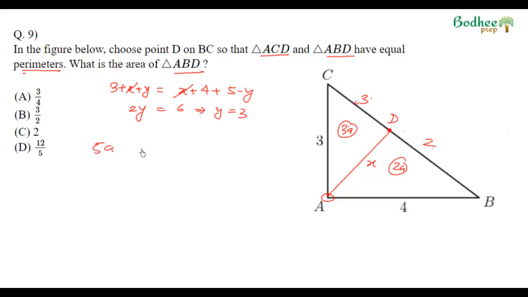And the total area is nothing but the area of triangle ABC, which is half base into height, which comes out to be 6. So the value of A is 6 by 5. So the area of ABD is 2A, which comes out to be 12 by 5. So option D becomes the right answer. Very simple question, easy question, but a good question. Must be attempted in the set.